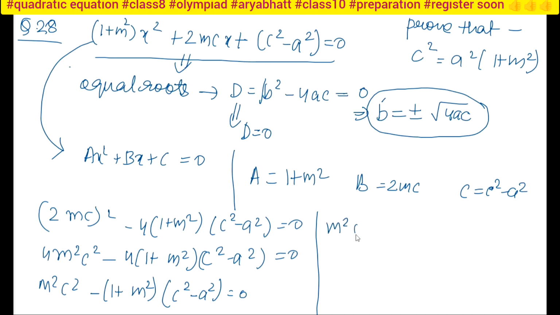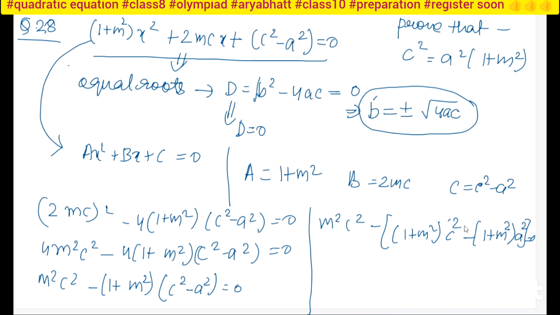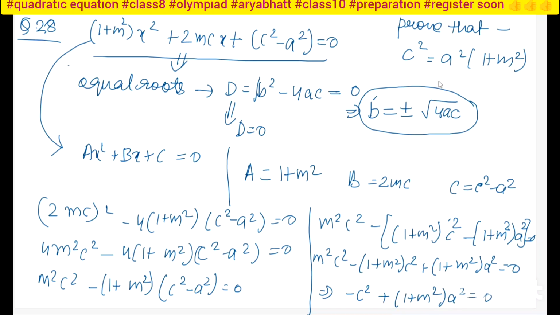So finally I will get m square c square minus 1 plus m square c square plus 1 plus m square a square is equal to 0. I can write it as m square c square minus 1 plus m square into c square plus 1 plus m square a square is equal to 0. When I group the a square terms, I get minus c square plus 1 plus m square a square is equal to 0. So I have proved that c square is equal to a square into 1 plus m square.